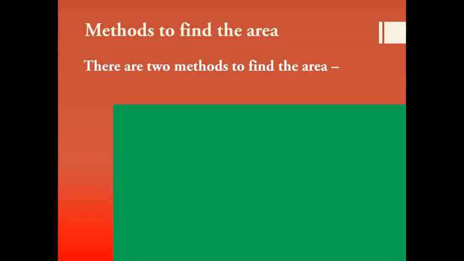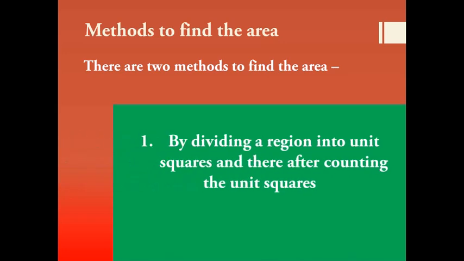Methods to find the area. There are two methods to find the area. First one is by dividing the region into unit squares and thereafter counting the unit squares. And second is by using a formula.